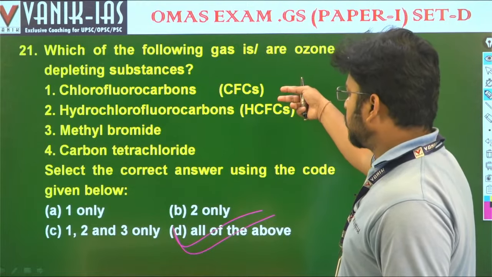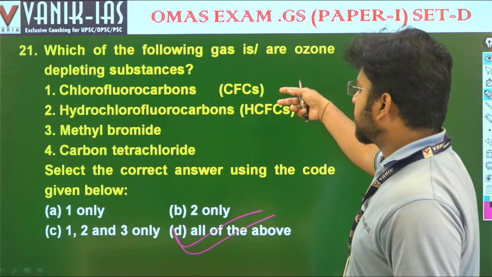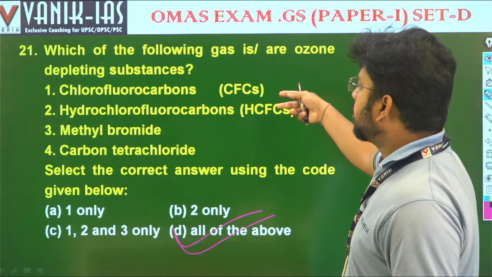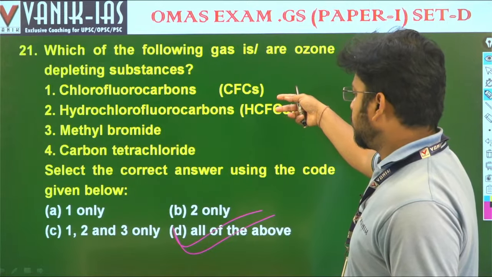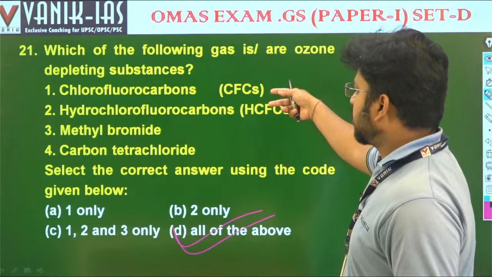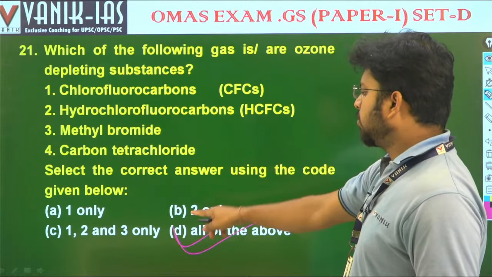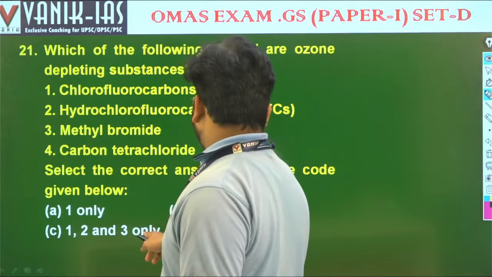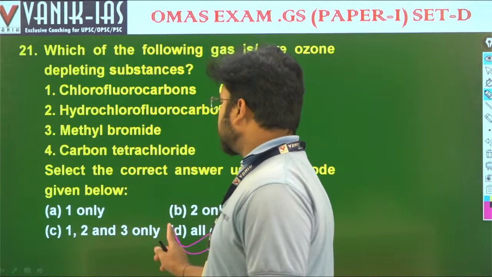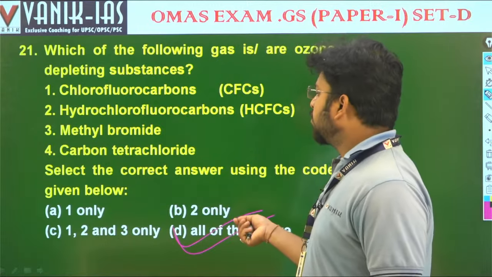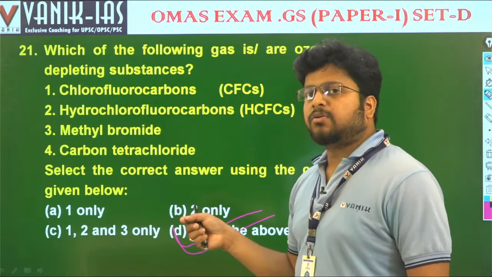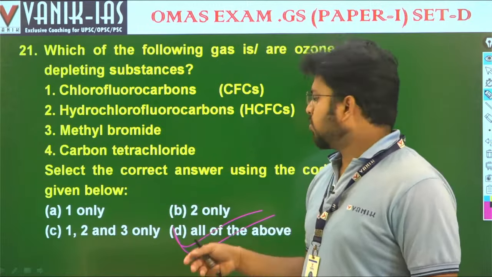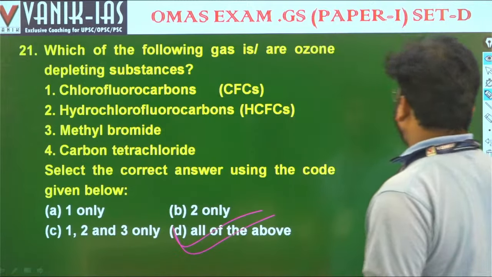Even if you just don't know these two, 1 and 2, these two are obviously right. So we have only two options, 3 or 4. Option 3 is right, there is no doubt about that. The doubt is whether carbon tetrachloride is an ozone depleting gas or not. Here all the options are correct.